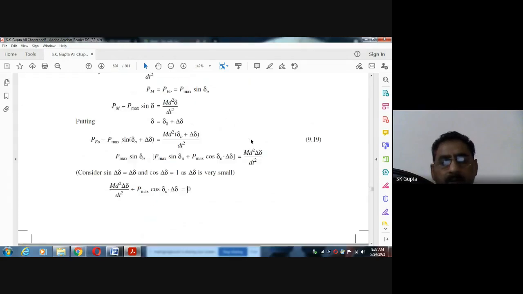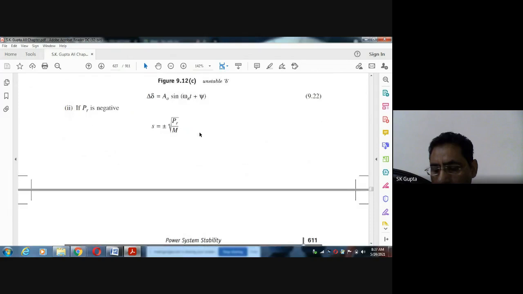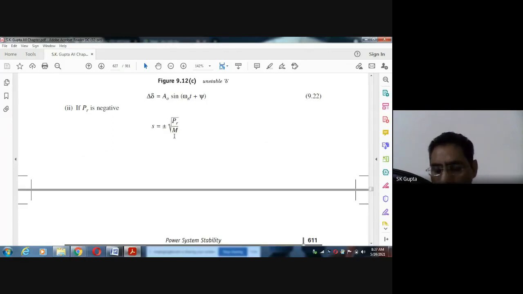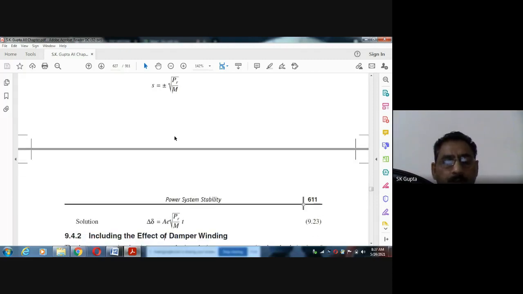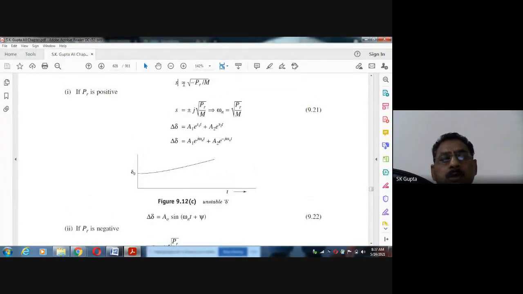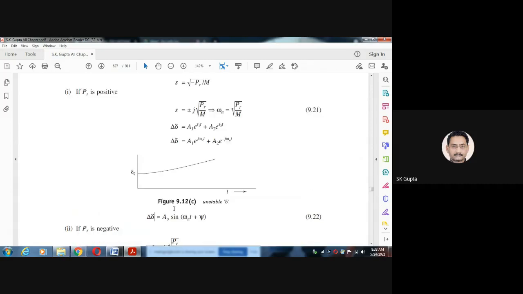In that case, if PR is negative, then negative will be positive and S will be plus minus PR by M. And if S is this, then the solution will be A e power, here you see, if it is negative, this will be positive, S is equal to PR by M. Then only one value of S, and delta will be A e to the power S into T, so PR by M. Since it is positive, with no sign, if you draw this, this will come.